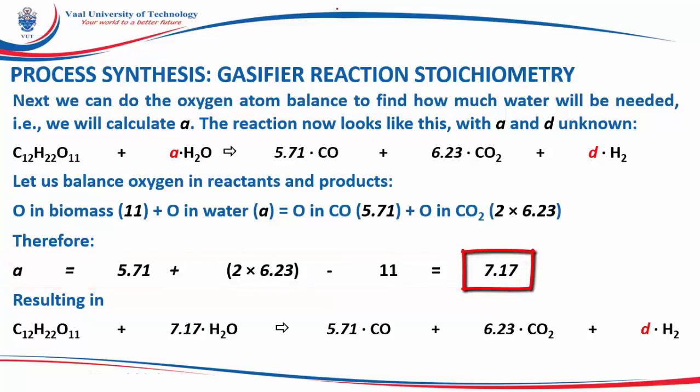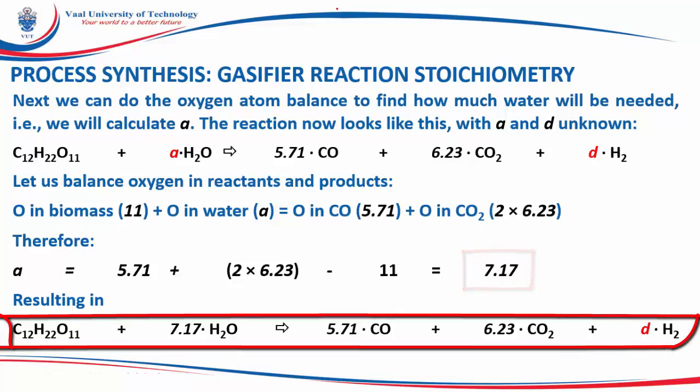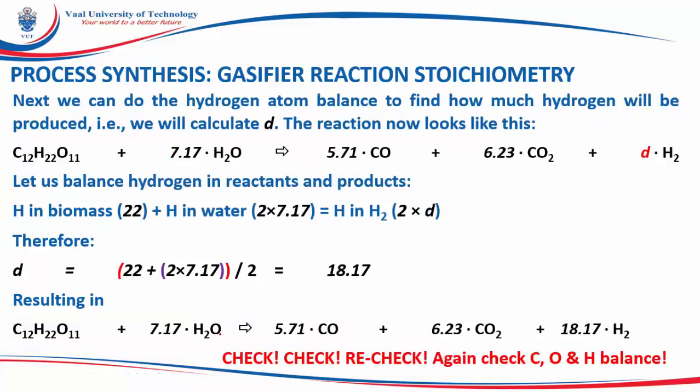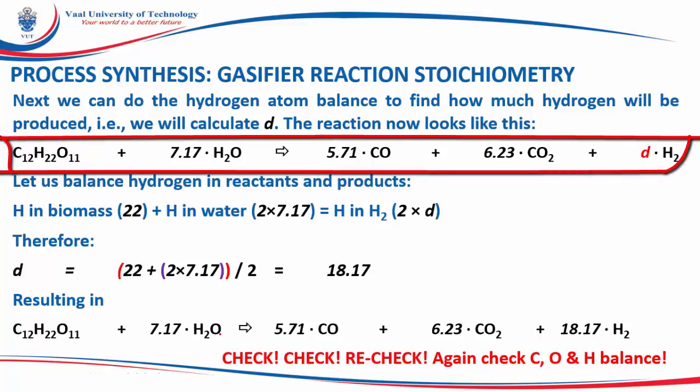Then we end up with the reaction given below here, in which the only unknown is D, which gives us how much hydrogen is produced in our reaction. The next and final step is the hydrogen atom balance to find how much hydrogen will be produced. That is, we will calculate D.